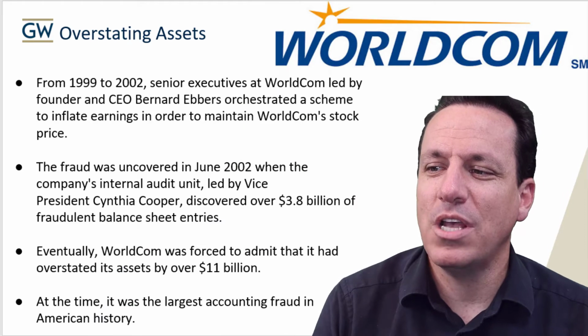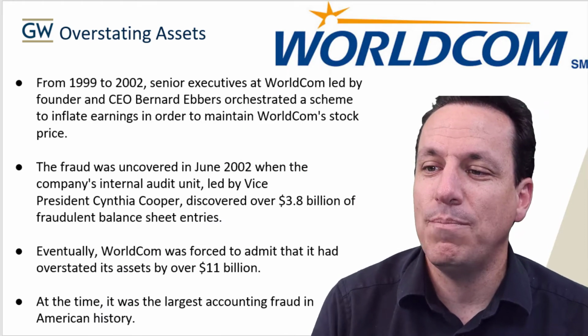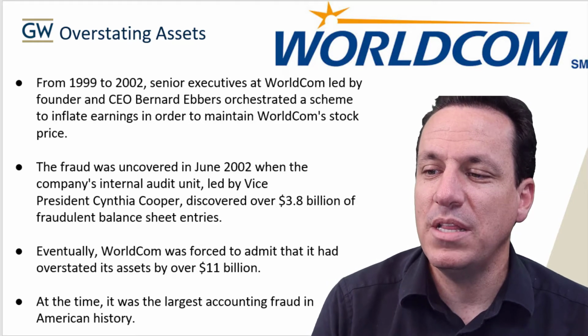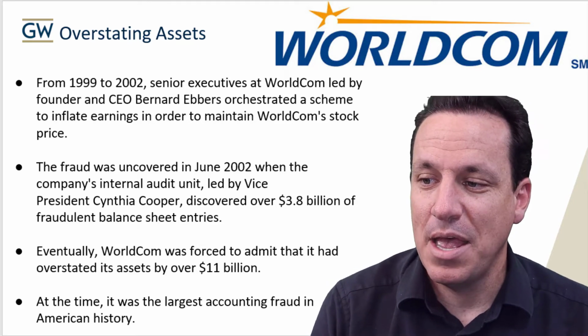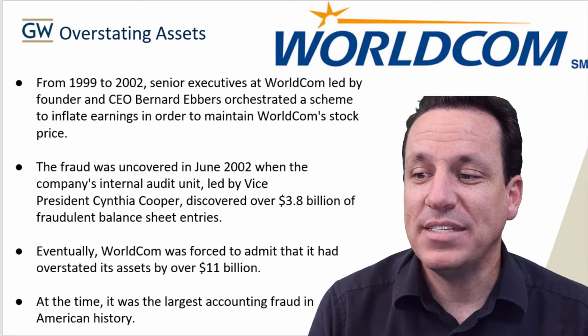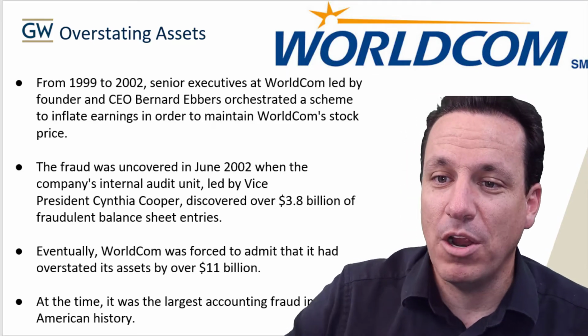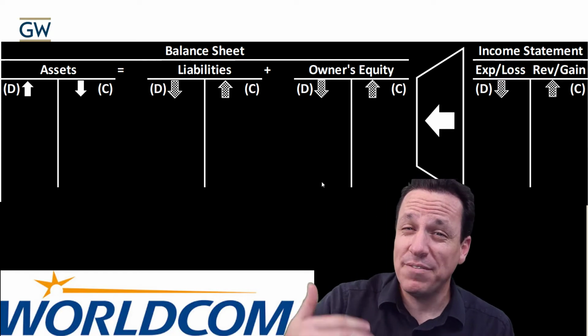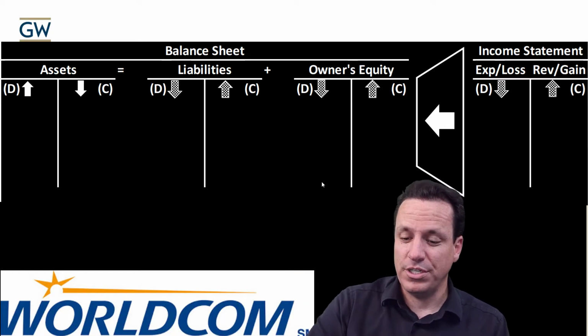All right. So their balance sheet had $3.8 billion of fraudulent entries. Eventually, Worldcom was forced to admit that it had overstated its assets by $11 billion. At the time, it was the largest accounting fraud in American history. So let's show you exactly what they did. It's pretty easy to figure out once you kind of know journal entries.